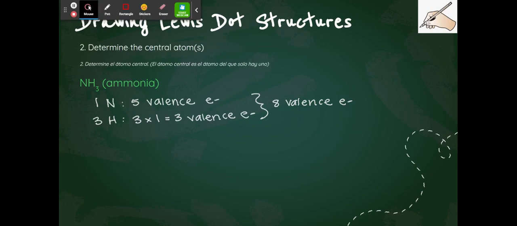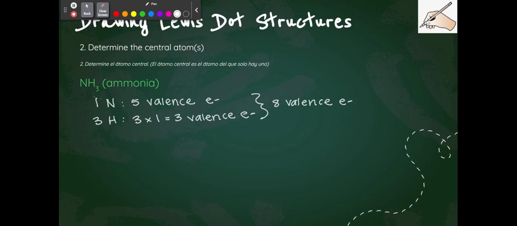Now, our second step is to determine the central atom. The central atom is typically, a good rule of thumb, the one that we only have one of. In this case, we only have one nitrogen. That's going to be our central atom. In future Lewis dot structure drawings, you will see drawings with more than one central atom. But for now, we're going to go with the one atom that we only have one of.